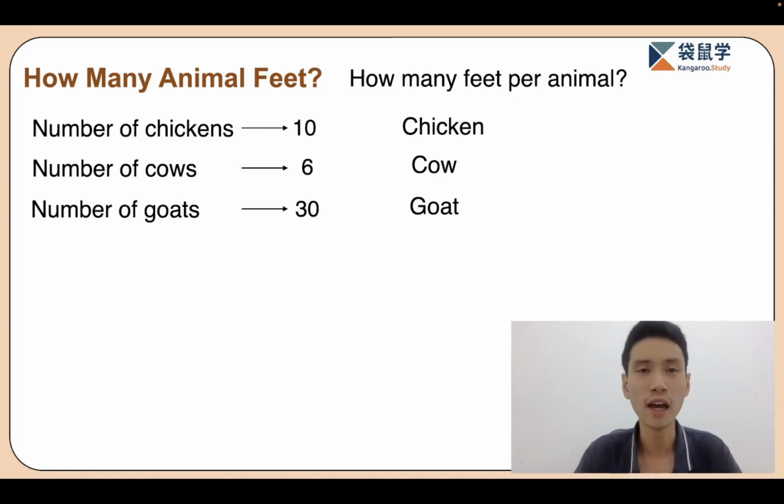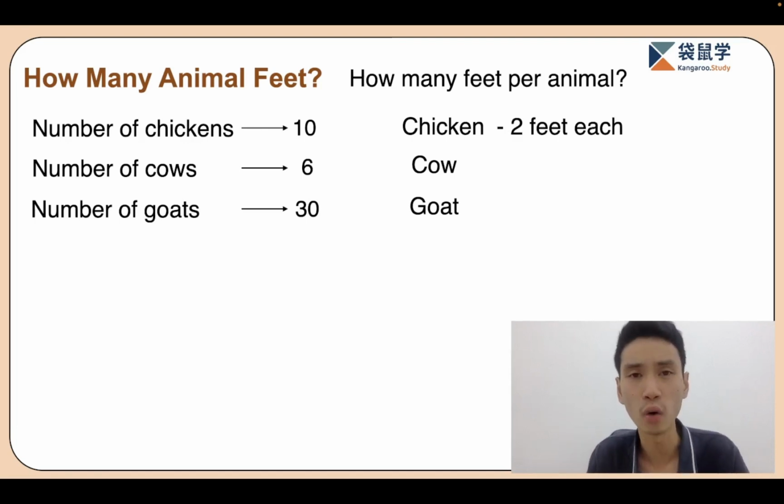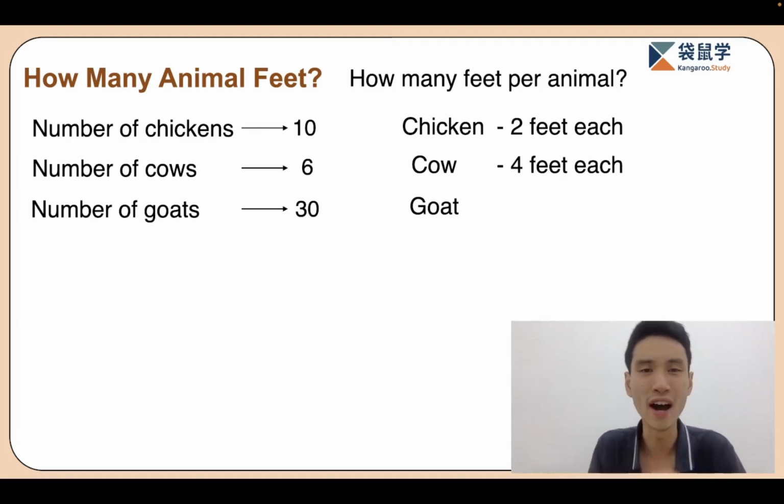So, for chicken, how many feet does 1 chicken have? That's right, it would be 2 feet per chicken. What about for cows? How many feet does 1 cow have? A cow has 4 feet. And what about for goats? Also, 4 feet each. Now, how would we calculate now the total number of animal feet?